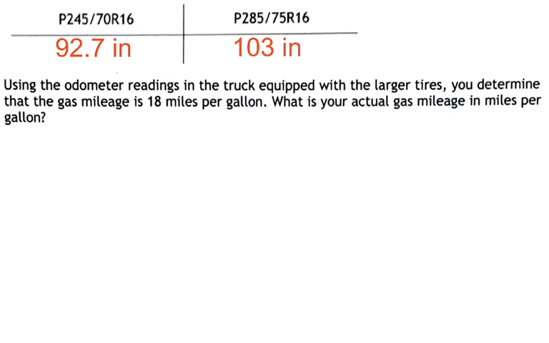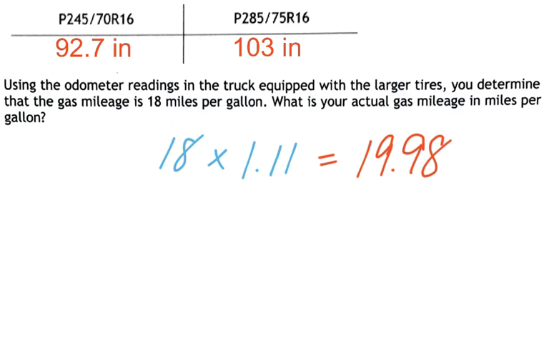So we're going to use this odometer reading, and we've determined that our gas mileage is 18 miles per gallon. What do you think your actual gas mileage per gallon might be? Well, I'm going to propose that we take the gas mileage that we calculated and then multiply by our K, constant of proportionality of 1.11, to get our actual gas mileage. And when we do this, we get 19.98 miles per gallon, which is approximately 20 miles per gallon. So putting the bigger tires on actually gave us better gas mileage.